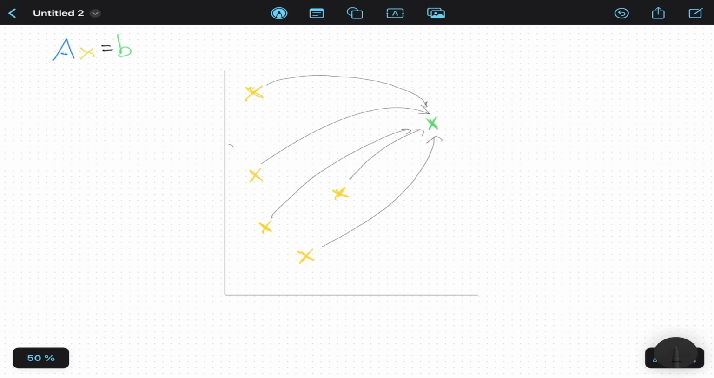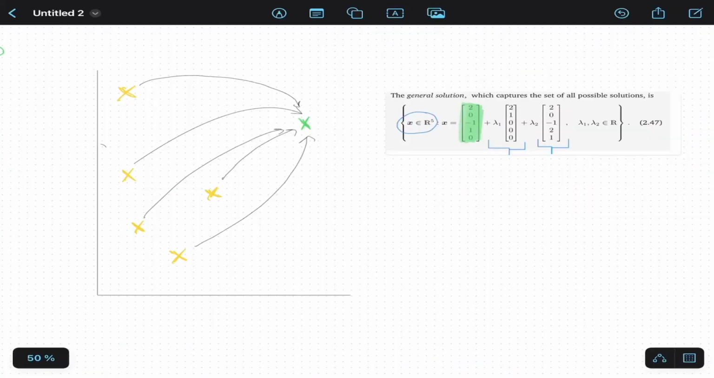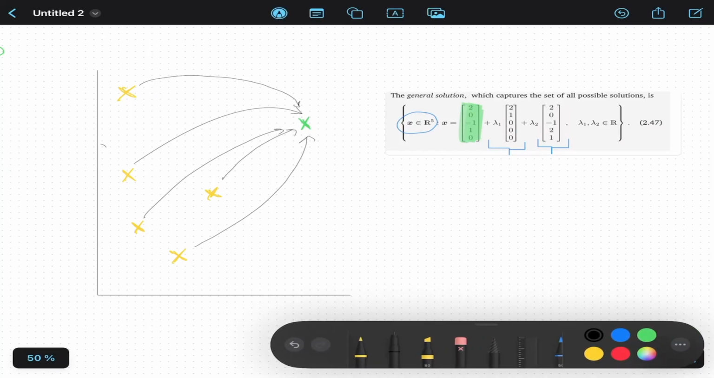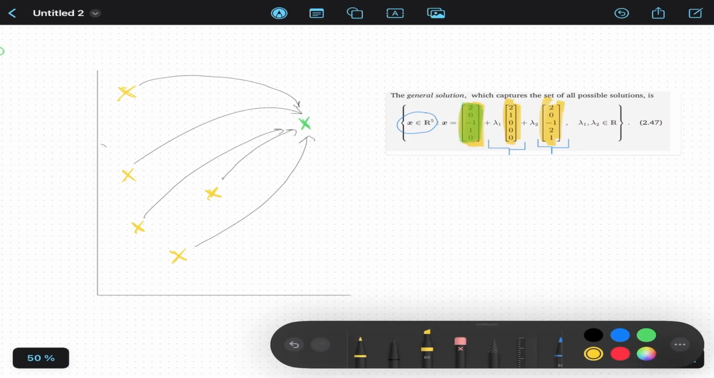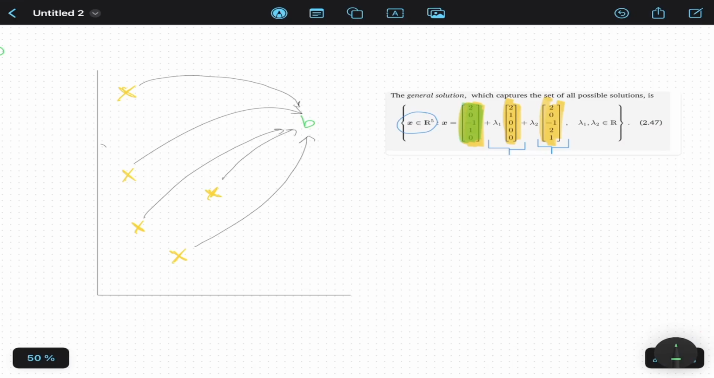Let me just copy the equation. Okay, here I copied the equation. So let's think what's happening. We have our x. Now it's green here. That's not good. So this one is actually yellow. Not only is that yellow, but all of those are yellow. So these are our x's, and we have our b here. This is our b.